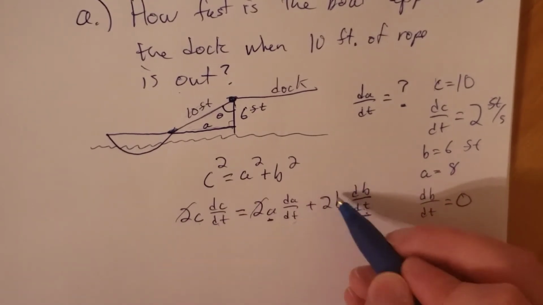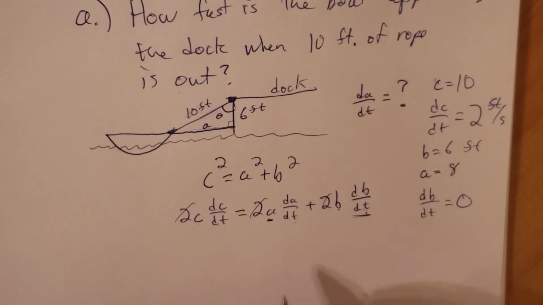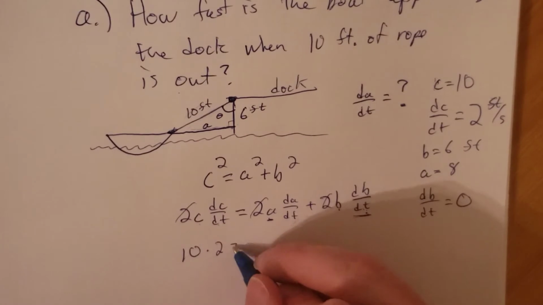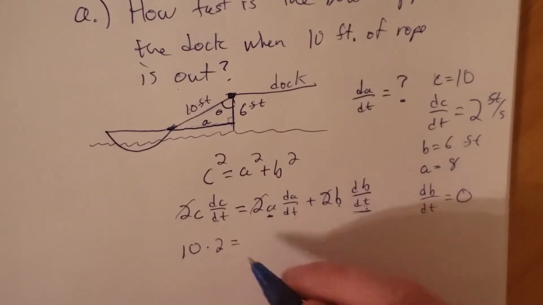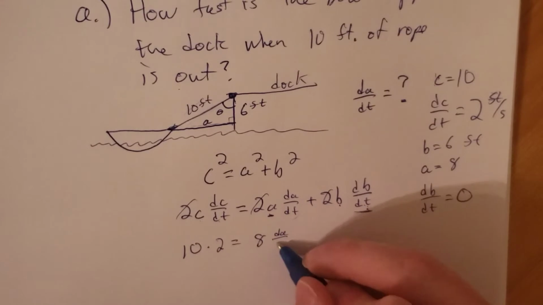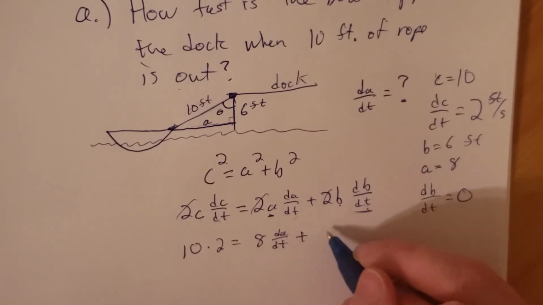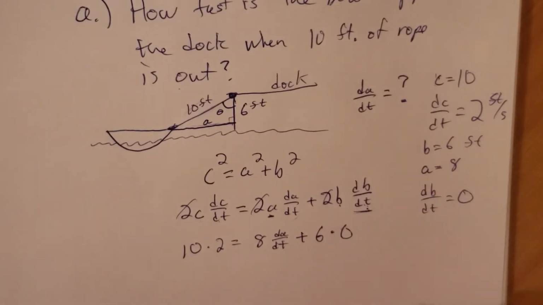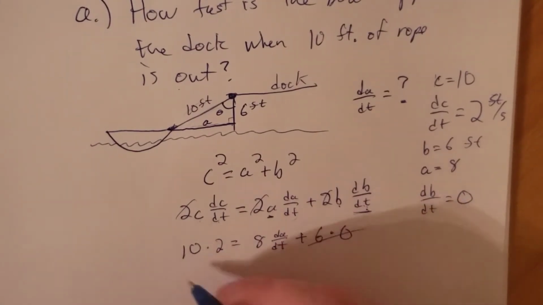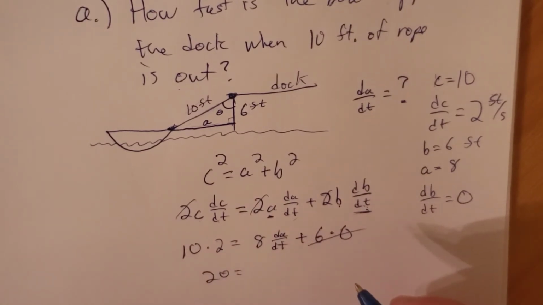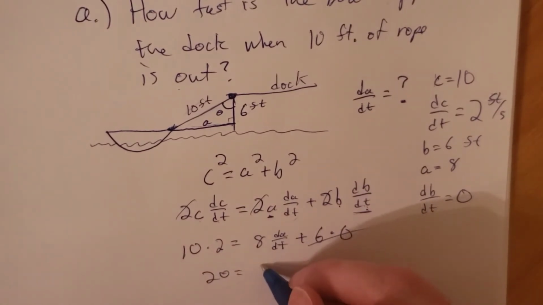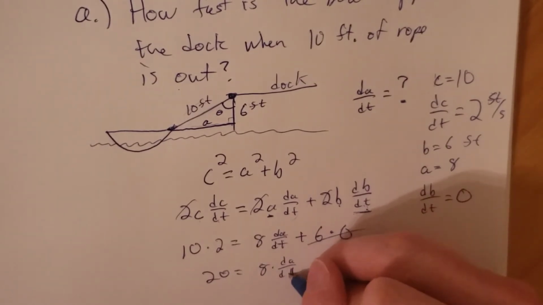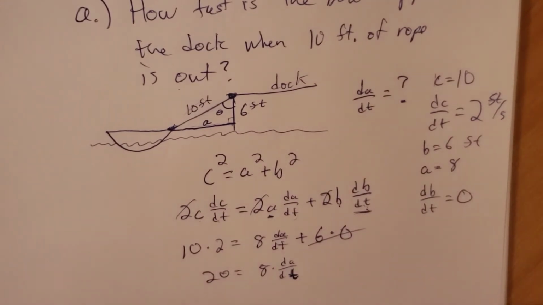First off, we notice these 2's cancel, and then let's go ahead and plug everything else in. C is 10, dC/dt is 2. A is 8, dA/dt is what we're solving for, plus B, which is 6, times dB/dt, which is 0. Well, this goes to 0. We get 20 is equal to 8 times dA/dt, and I just realized I made a mistake. So let's go ahead and take a look at what that is.